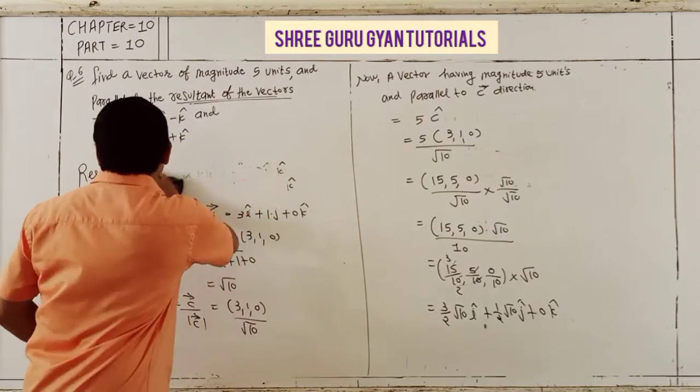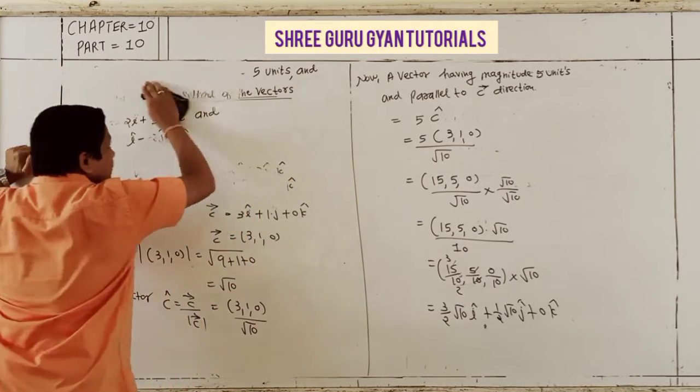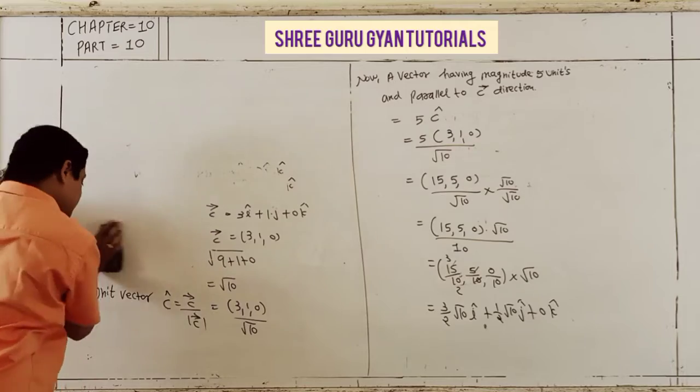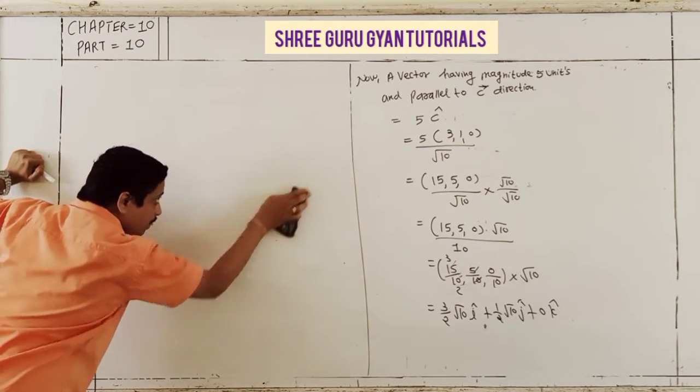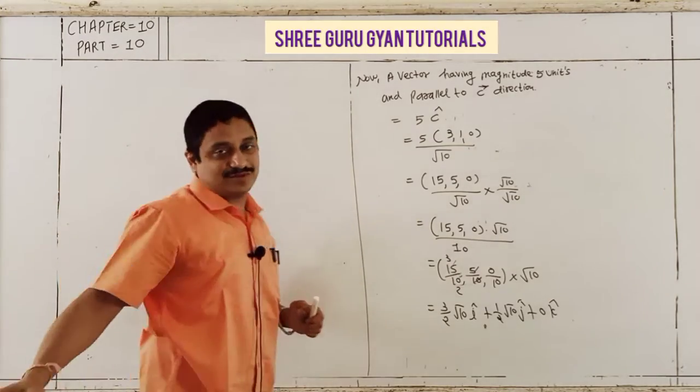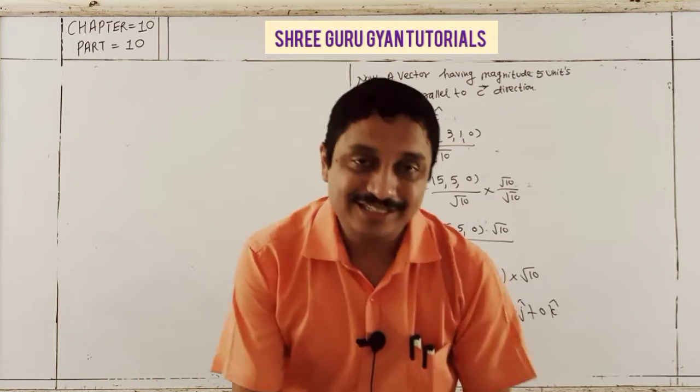Now continue, students, with the seventh one. The seventh is also asked in the same way, but there are three vectors given now. Yes, a total of three vectors.